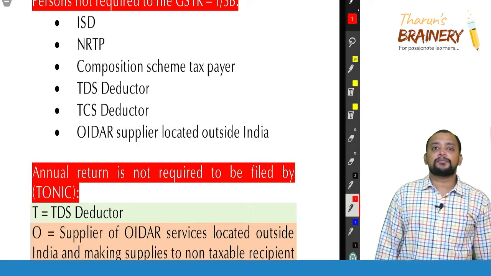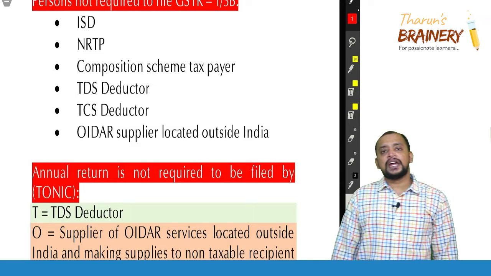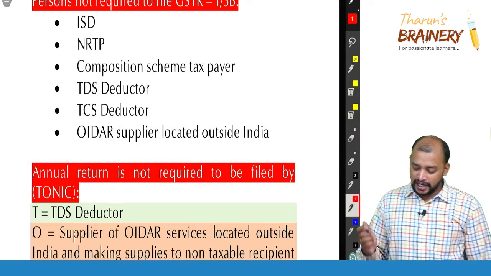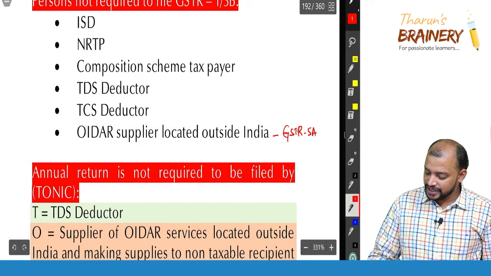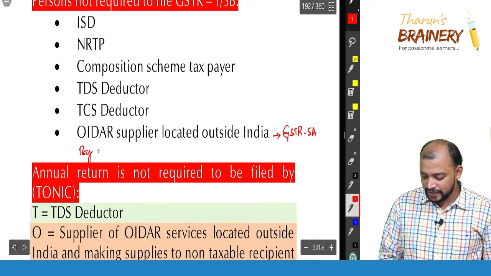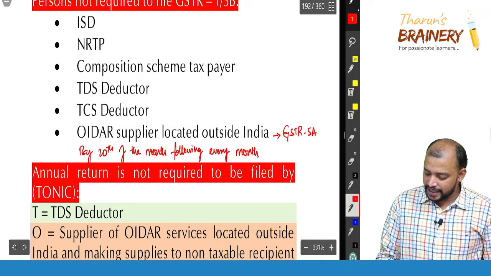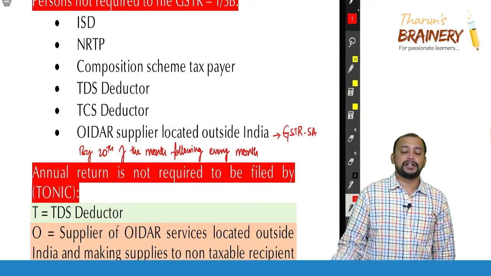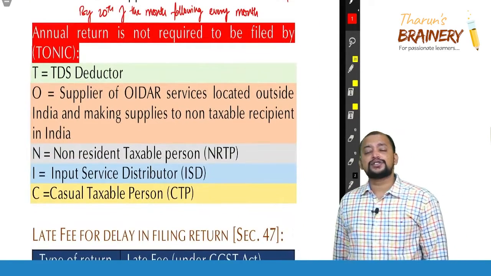In the same way, OIDR supplier will be filing GSTR 5A, by 20th of the month following every month. By 20th of the month following every month, that OIDR supplier is required to file a return, GSTR 5A. Then annual return is not required to be filed.